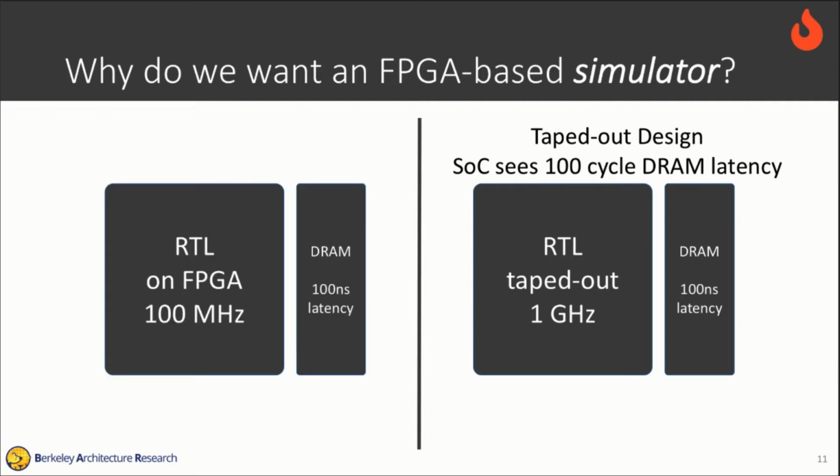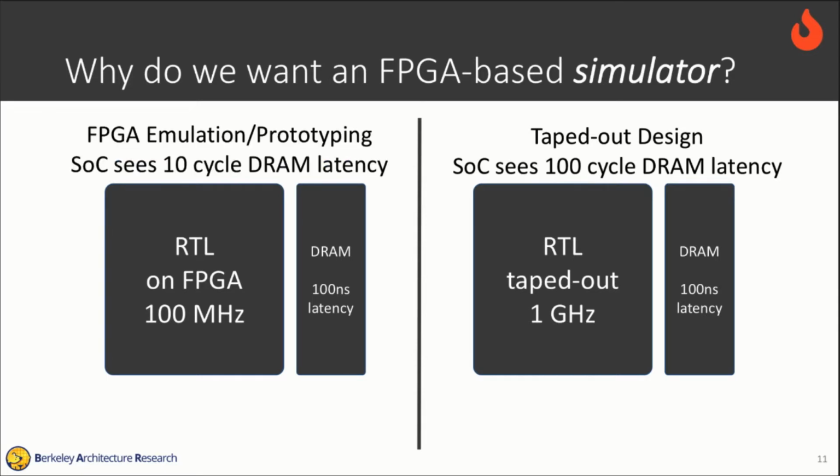On the other hand, if we just put this on an FPGA, let's say it runs at 100 megahertz, but we're still attached to the same DRAM. If we didn't do anything special, if we just did FPGA emulation or prototyping, your SoC is going to see the wrong DRAM latency. And this is a problem if you want to measure software performance running on top of the system.